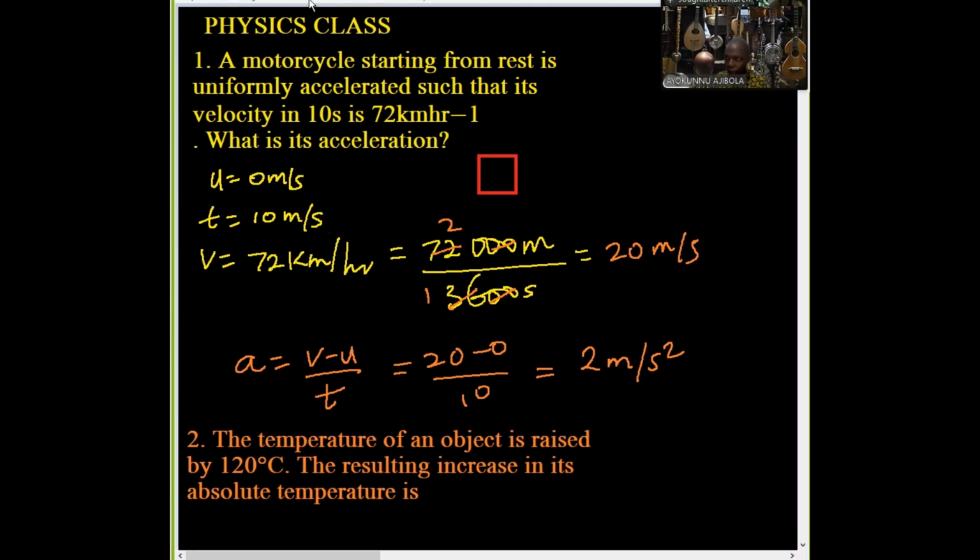10 seconds. Then we have the final velocity as 72 kilometer per hour. So once it's 72 kilometer per hour, we cannot use kilometer per hour when we are given seconds. Is that clear? So we have to use meter per second, okay? And how do we get the meter per second?